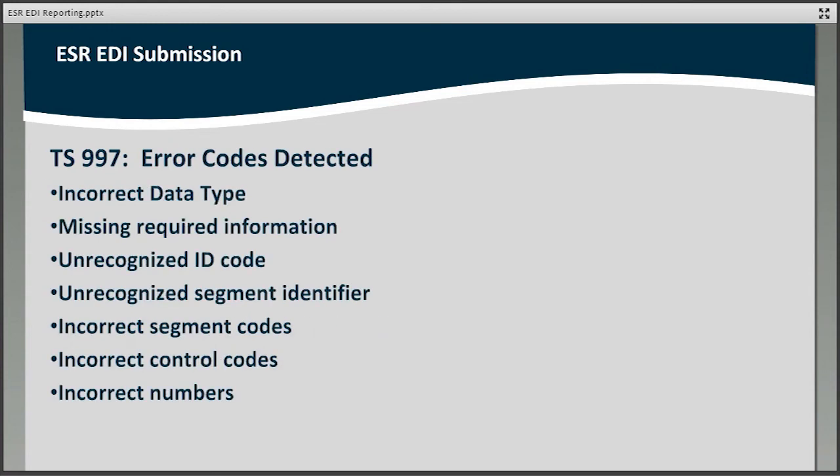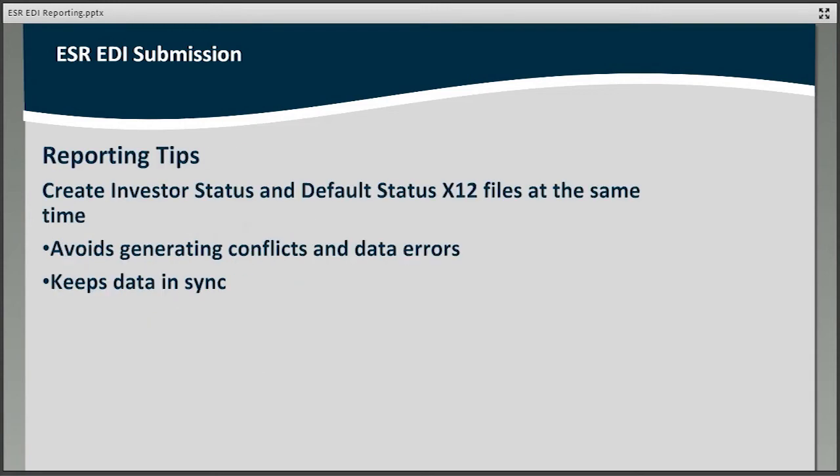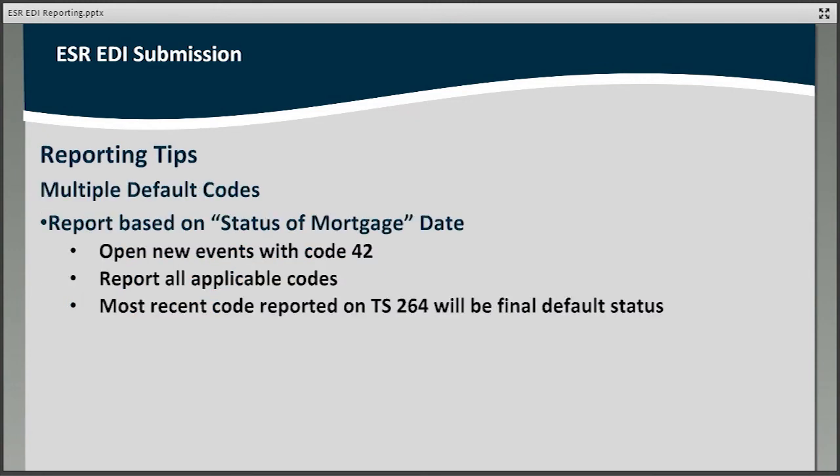Appendix D details many of the error codes noted on this slide. Reviewing the error code will assist users to more efficiently correct deficiencies within the rejection and/or correction timeframe. An important consideration for report submissions is to create your investor status and default status X12 files at the same time. This will help avoid generating conflicts and data entry errors, and it also assists to keep data in sync.